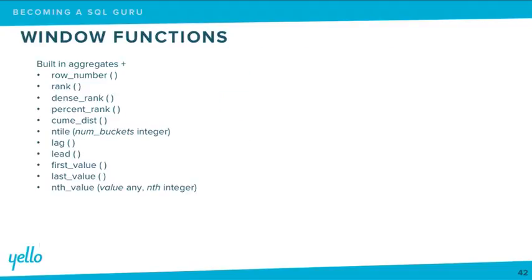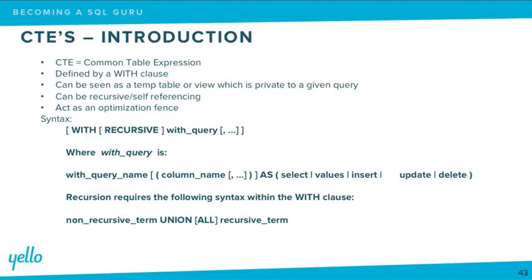Okay. So this is just a quick reference for you guys. The types of window functions that we have, in addition to all of the built-in aggregations, these are some of the analytical functions. You can look them up in the Postgres documentation. They're pretty cool. All right.